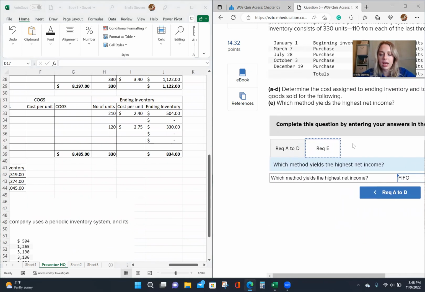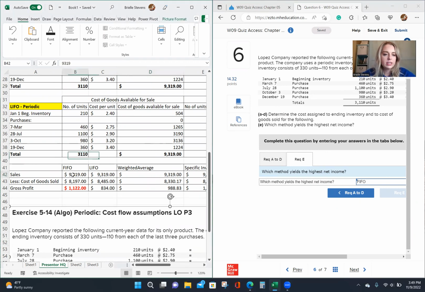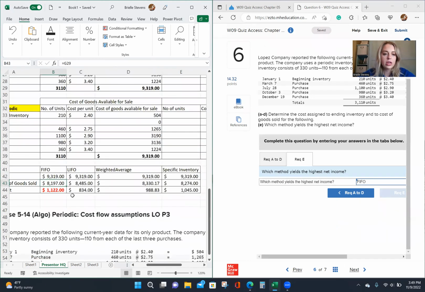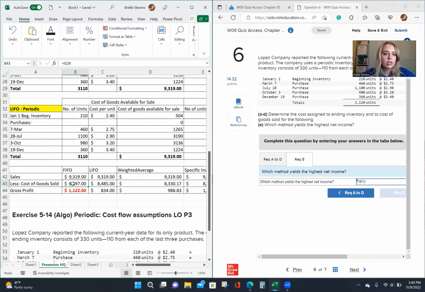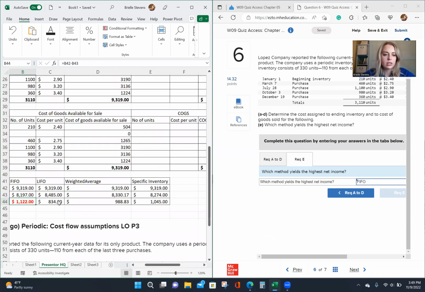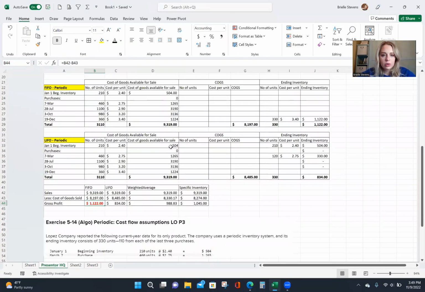Which method yields the highest net income? I had this template saved, so it made it very easy for me. I put in our sales, which is the same. It's given, 9319 right here, and that's the same for each different method, across the board. Then I entered in the cost of goods sold for every single method. So FIFO up here, cost of goods sold. I entered those into their respective places based on their individual values.